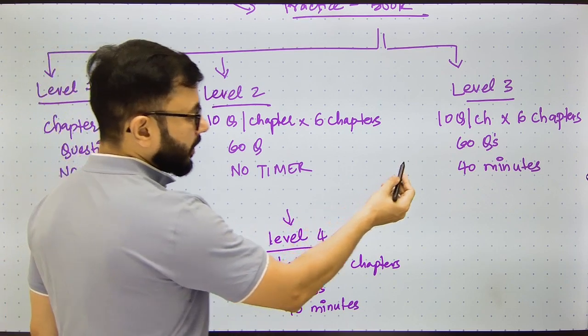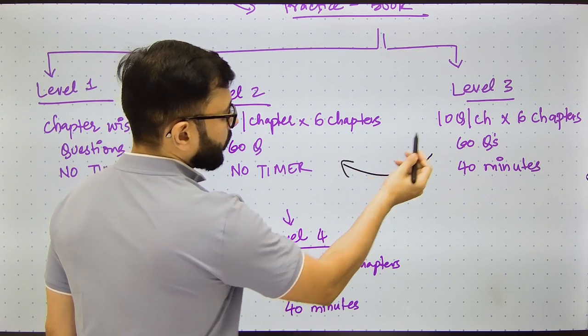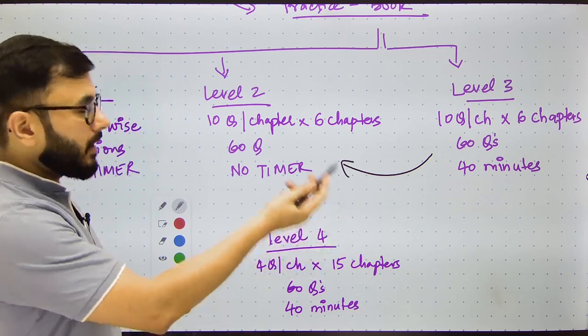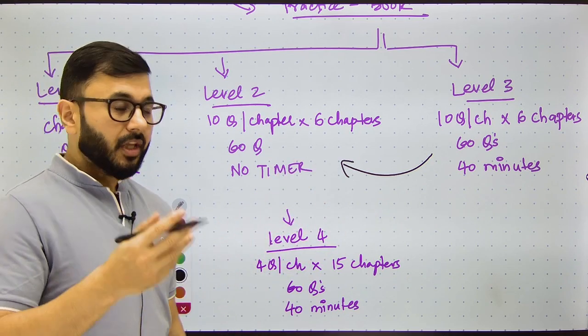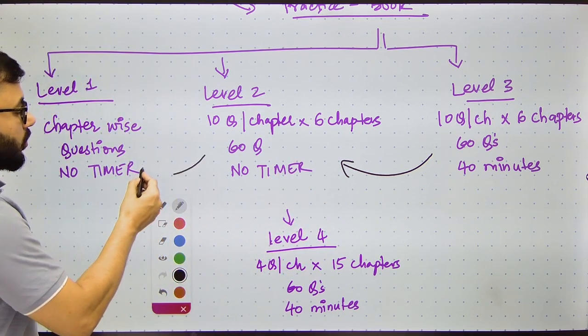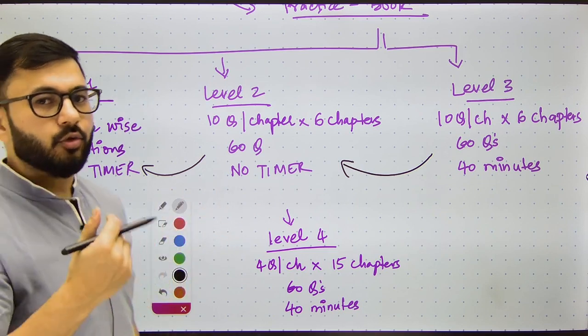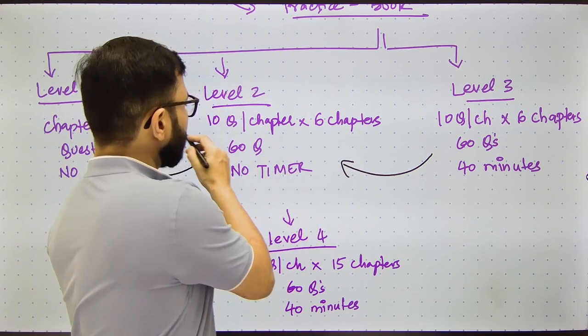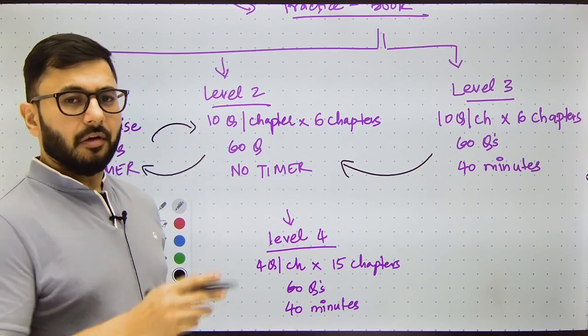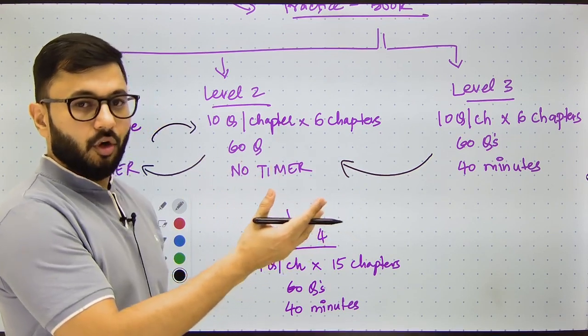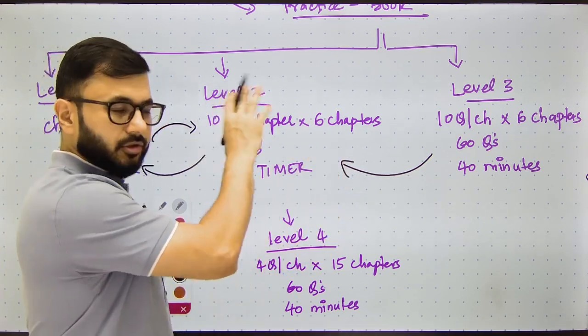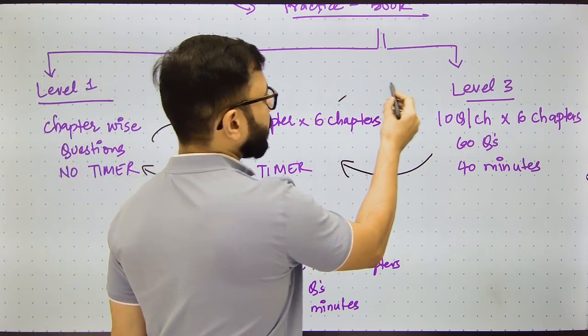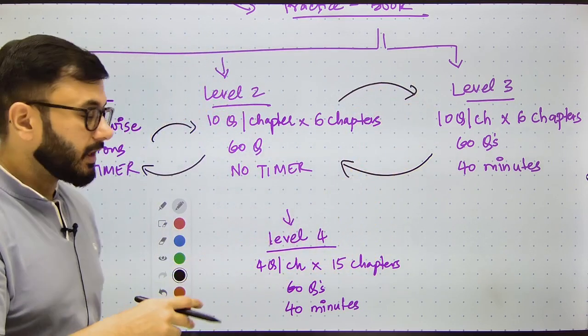If you find it difficult to perform in level 3, come back to level 2 for a while. If you find it difficult to perform in level 2, come back to level 1 for a while, practice a little bit more and then go back to level 2. If you are comfortable in level 2 but not comfortable in level 3, practice level 2 a little bit more, 3-4 days, and then go back to level 3.